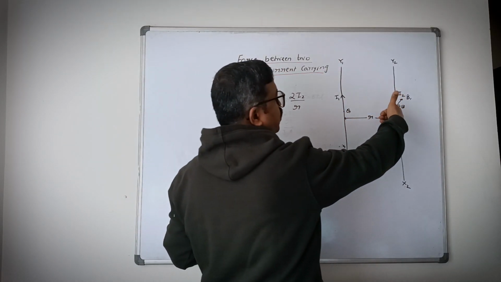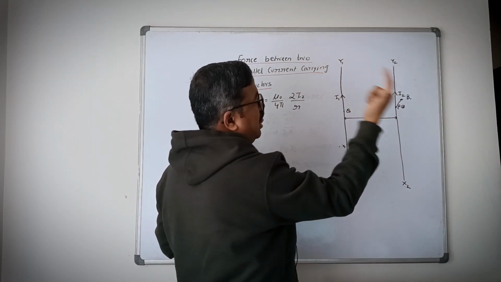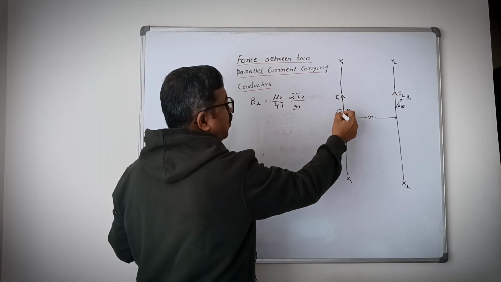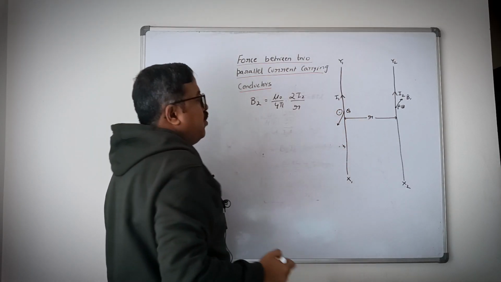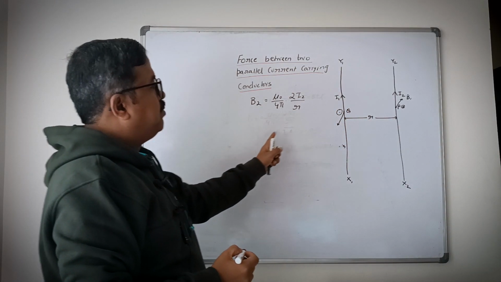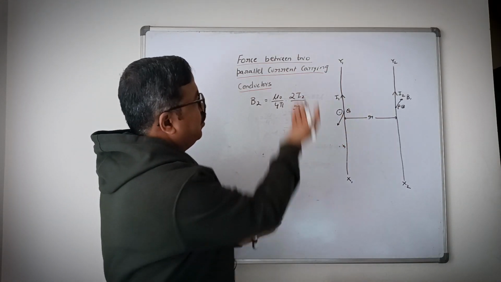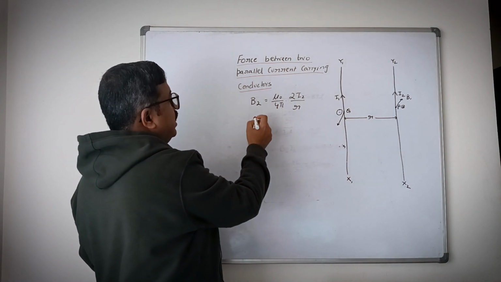Once again, when I use the right hand thumb rule, I can see the magnetic field is going to come out of the plane of the paper, which I can depict like a dot over here and by this particular arrow. So we have the magnetic field direction once again coming out of the plane of the paper, current going like this. So the angle between them is 90 degrees.